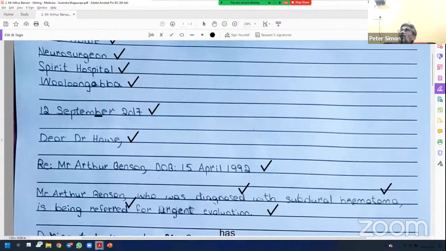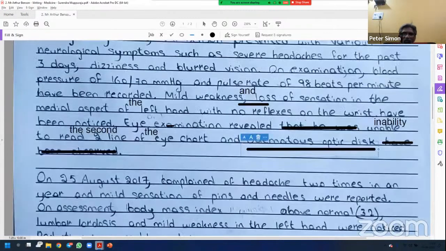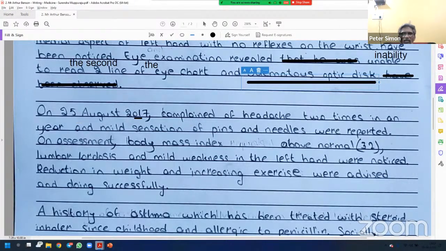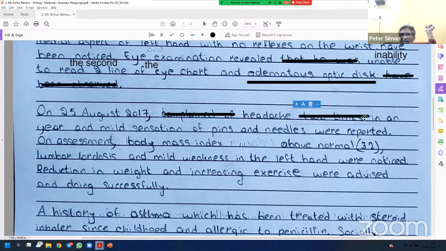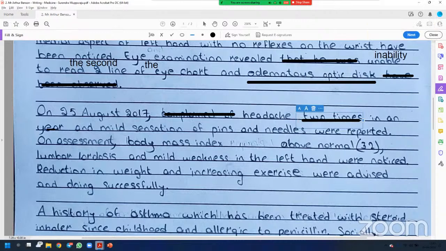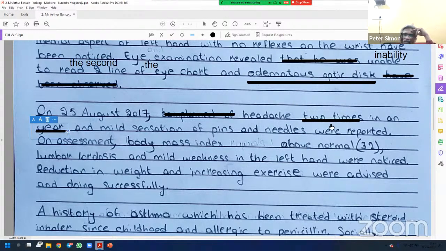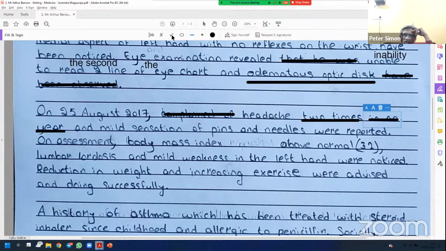25 August. 2 weeks before. No, even before. On 25 August 2017, he complained of headache 2 times in a year, and mild sensation of pins and needles were reported. So why do you want to write headache? Complained of headache 2 times in a year. Headache twice yearly. Okay, 2 times in a year, twice yearly. Correct? 2 times means twice in a year. Okay, twice yearly you can write.